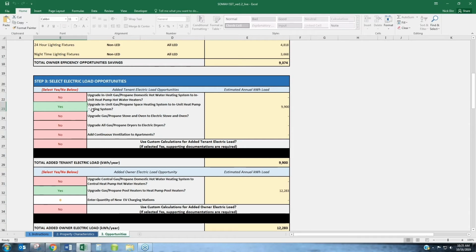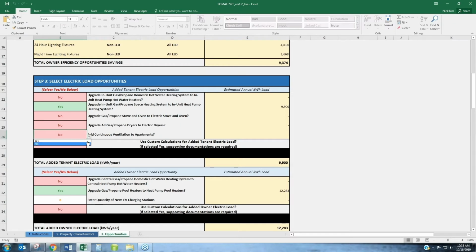So in this property, I'd mentioned that the space heating was a gas furnace, and so if I wanted to convert that to a heat pump, I could select yes here, and it would show that this would increase the consumption across the property for the tenants by a total of 9,900 kilowatt hours.